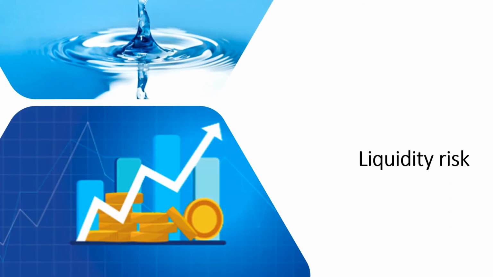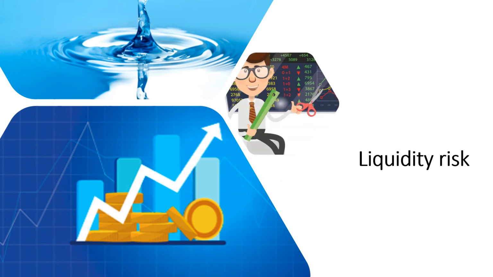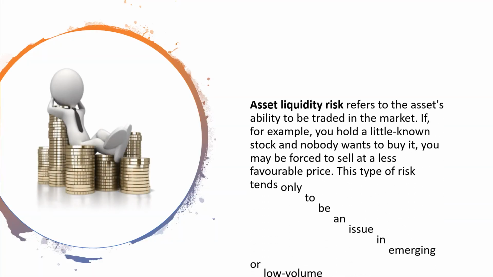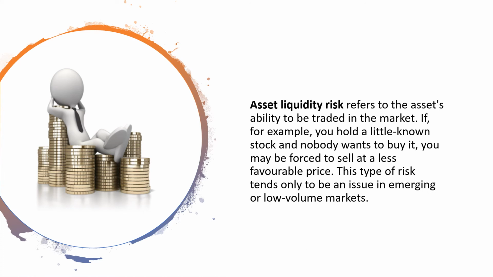Liquidity risk. Less well known, but still very significant, is liquidity risk. This is the risk that you can't buy or sell an asset quickly enough to prevent a loss. There are two main types. Asset liquidity risk refers to the asset's ability to be traded in the market. If, for example, you hold a little-known stock and nobody wants to buy it, you may be forced to sell at a less favorable price.